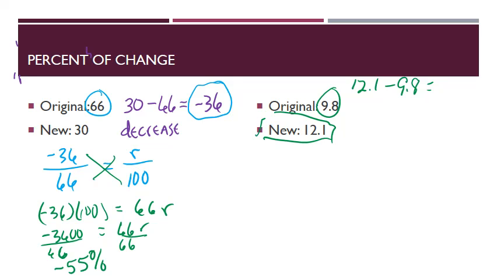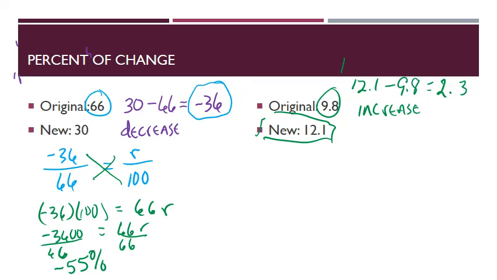Let's see, 11 minus 8 is 3. Take away the 1. It should be 2.3. Yeah, 2.3. All right. Now, 2.3 is a positive number. So I'm going to have a rate of increase.